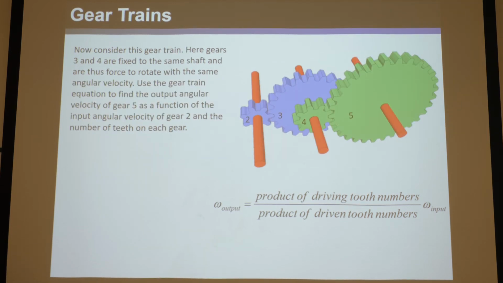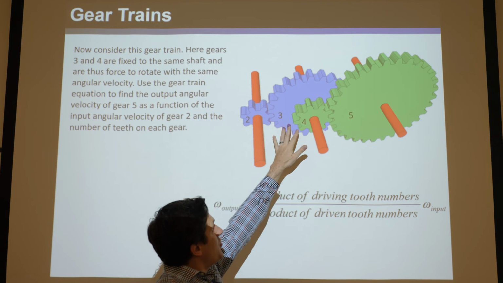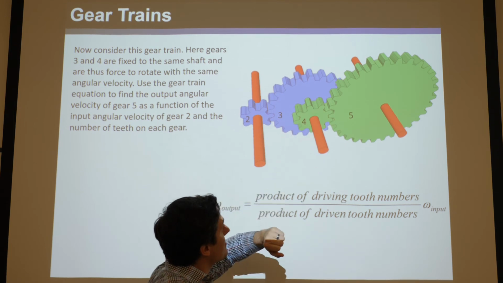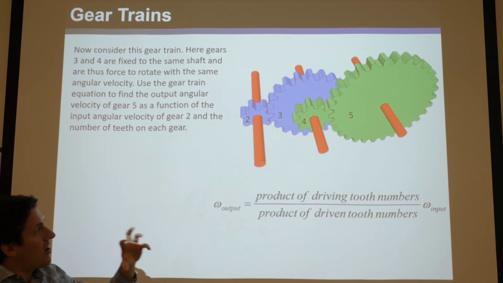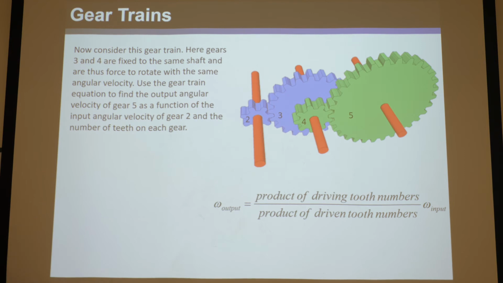But here's where gear trains get interesting, okay? Someone was smart enough to realize, well, wait a minute. What if I fuse 2 gears together on the same axis? Like 3 and 4 are stuck on the same axis, and they're constrained to rotate with the same angular velocity. That means omega 3 is the same as omega 4. Well, now what happens here?